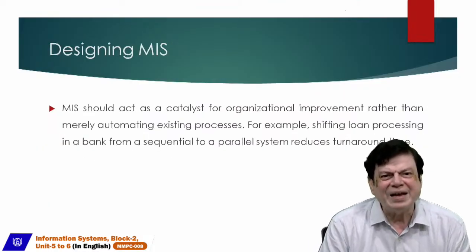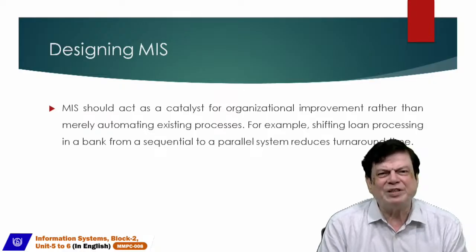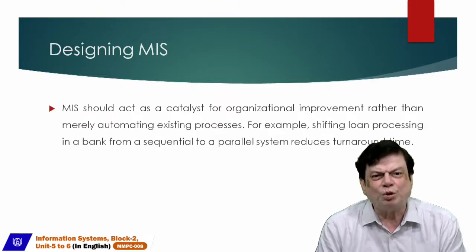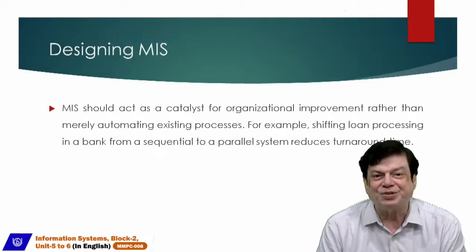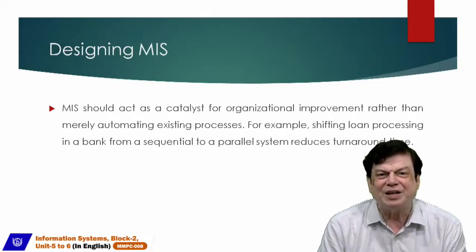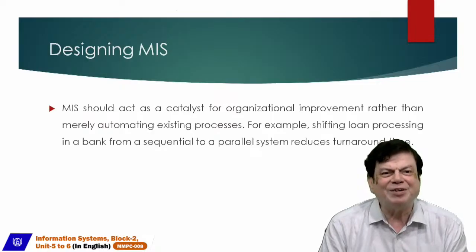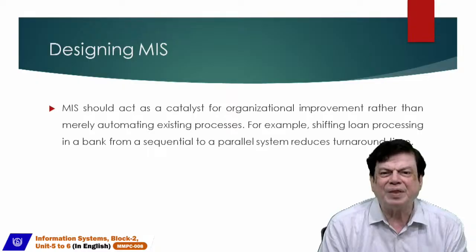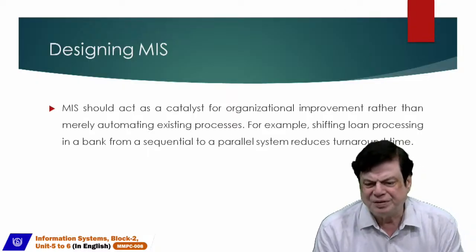Next is designing management information system. Management information system should act as a catalyst for organizational improvement rather than merely automating existing processes. For example, shifting loan processing in a bank from a sequence to a parallel system reduces turnaround time.